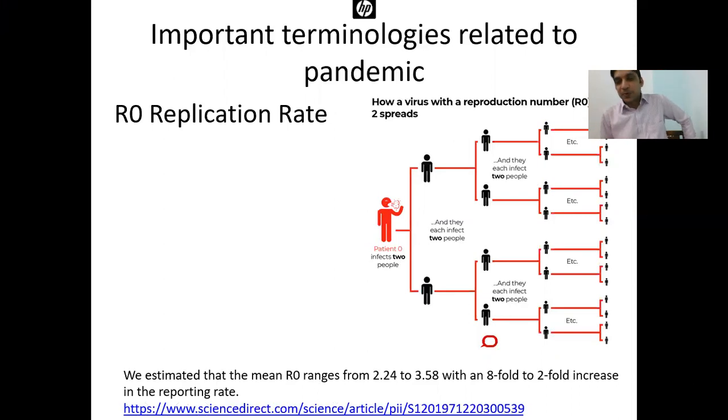So I tried to extract the important information out of the articles for you, but I'm expecting you to go and see whether whatever I'm telling you is actually true or not. So it's about 2.24 to 3.58. The R0 was estimated. It's quite high. It's a very dangerous virus that can affect a lot of people. And that is why social distancing is something which everybody is talking about nowadays.